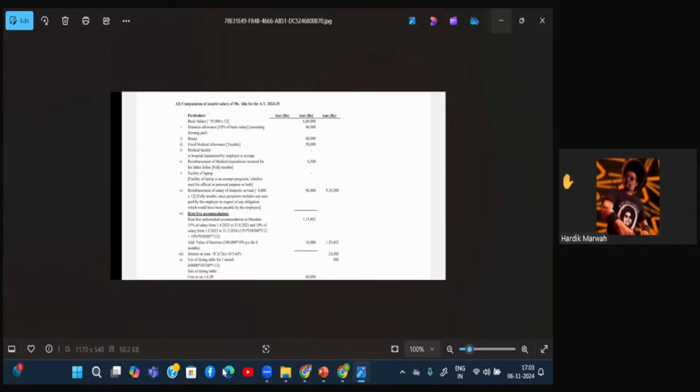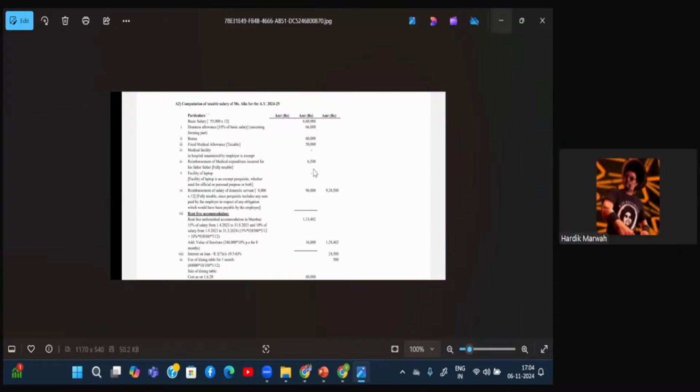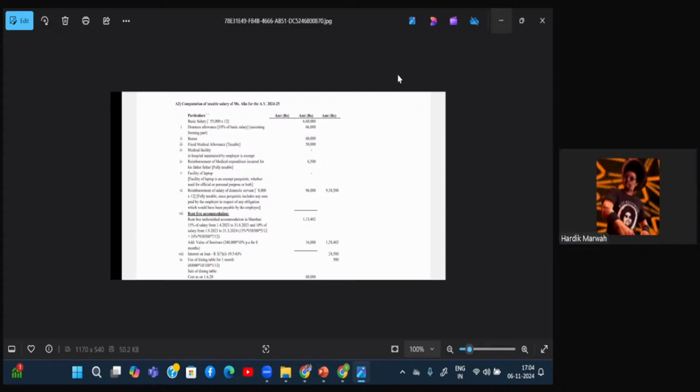I am asking you, it is not included, no? Salary is included. One second. Actually, I am not able to understand. You have shared two images. Which one are you referring to? Sir, in this question, this is the answer. If you zoom it, 96,000 is the reimbursement of salary of the domestic servant. The image which you have shared, in that only it is written. And the other one is the question.